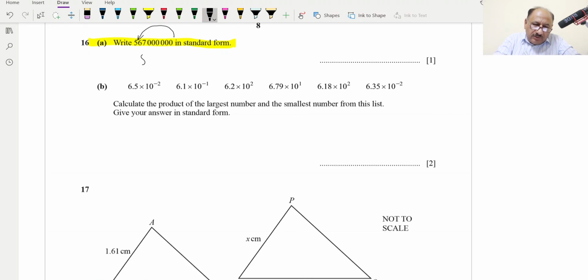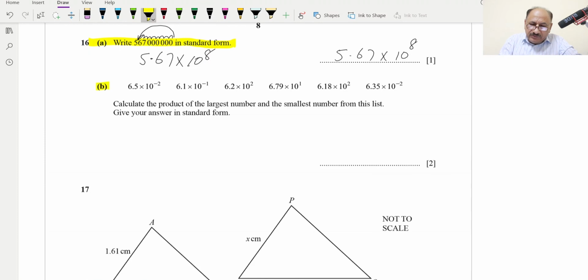So our answer will be 5.67, and we'll have to check how many jumps we are taking. So it will be 1, 2, 3, 4, 5, 6, 7 and 8 jumps. So 10 raised to the power 8. If we are taking jumps to the left, the power sign will be positive, and if we are taking jumps to the right, it will be negative. So in this case, as we are jumping to the left, it will be 10 raised to the power plus 8. This is done. Now B part.